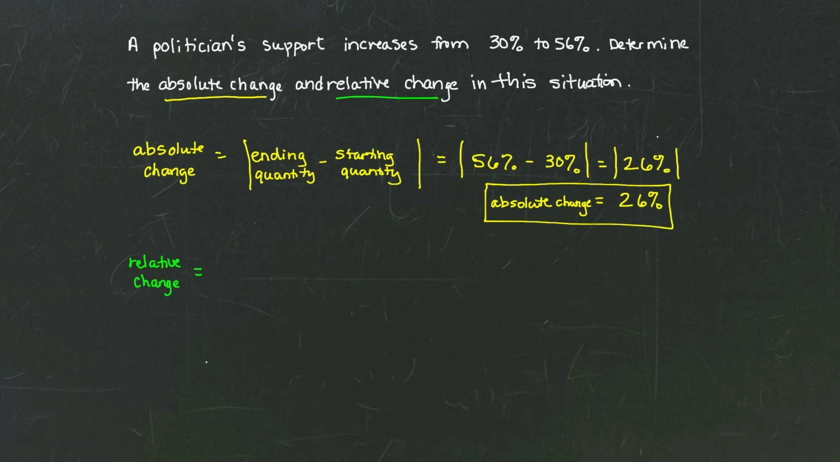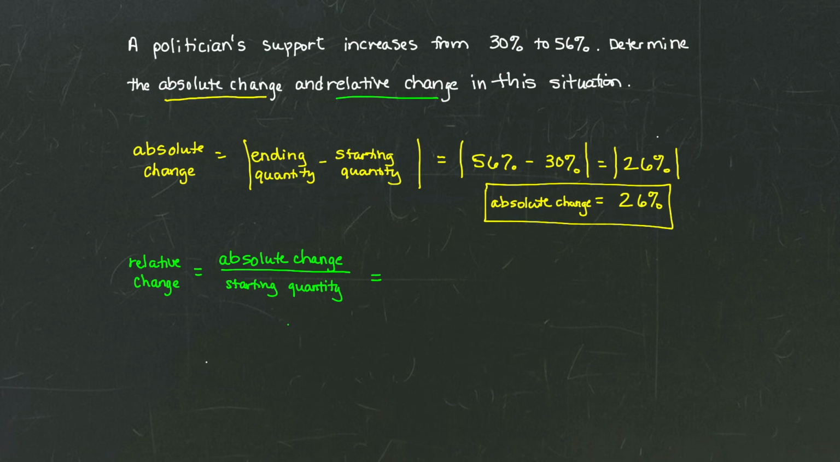That is, the relative change is the absolute change. How does your quantity change absolutely? But then you're going to divide that absolute change by your starting amount or your starting quantity. If you like, the new quantity minus the old quantity divided by the old quantity. Same idea as with percent increase or decrease. So we're going to take our end quantity minus our starting quantity, that absolute change, and then we're going to divide by our starting quantity.